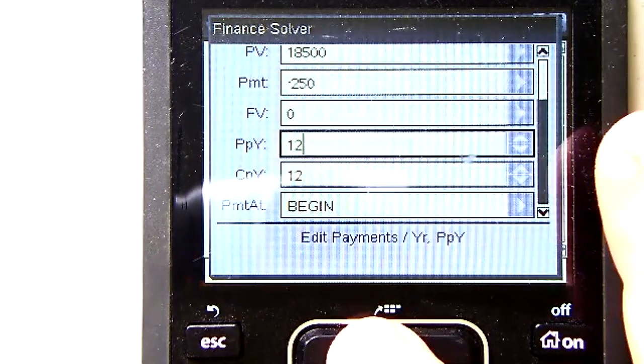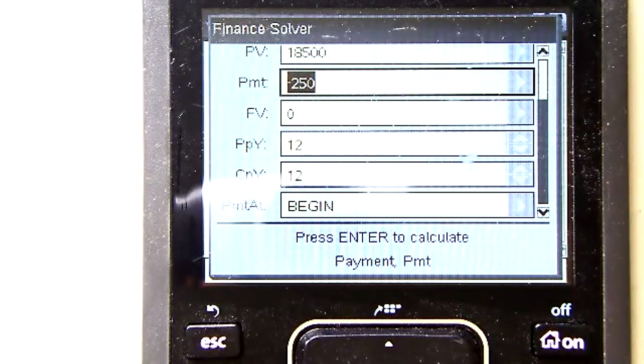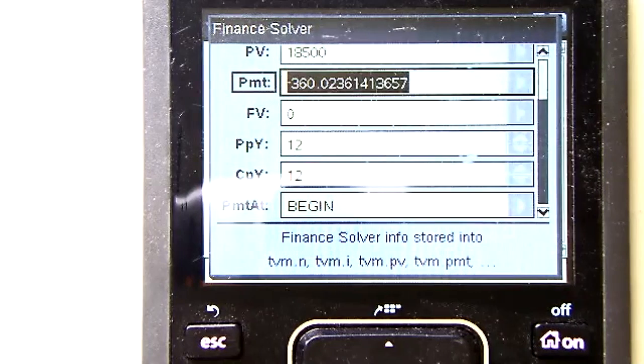And so to finally solve for my payment, I move my cursor up to the payment line, hit enter, and there is my monthly payment for my vehicle. Assuming whatever the price was doesn't matter, I had to borrow $18,500, and I could do so at 6.5% interest for the next 60 months, which is 5 years. I would be paying $360 and about 2 cents. Well, let's be honest, they're going to round that up to 3 cents.